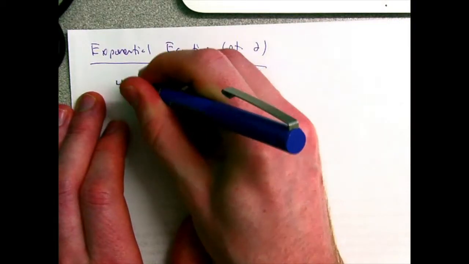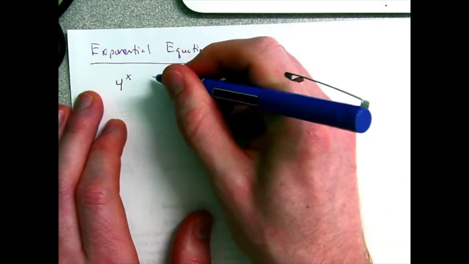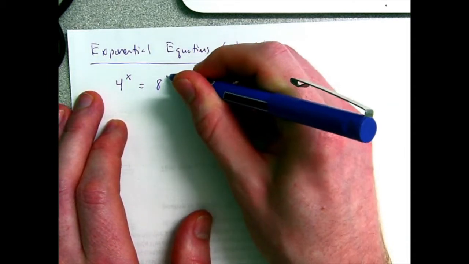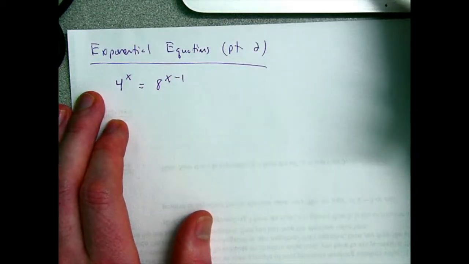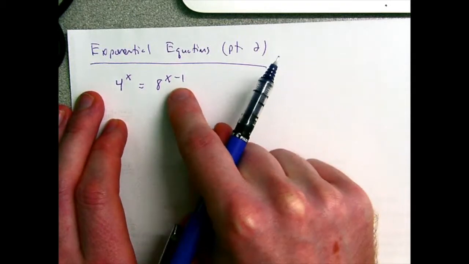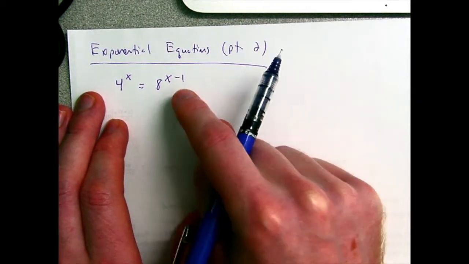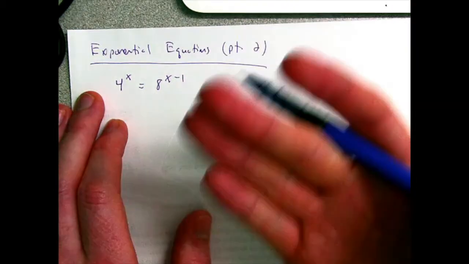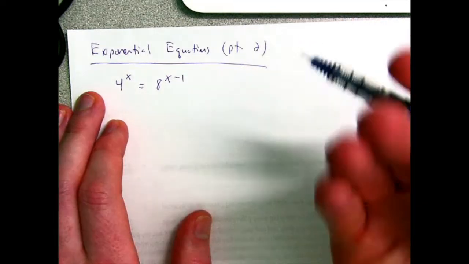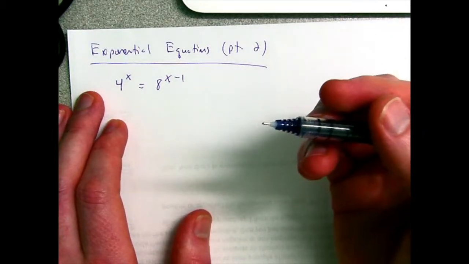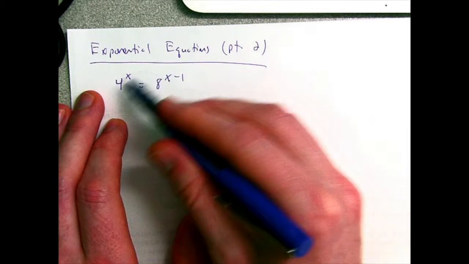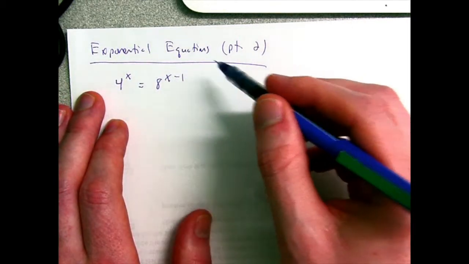Suppose you have an exponential equation like this. 4 to the x is equal to 8 to the x minus 1. So first of all, let's just recall, why is this an exponential equation? The reason why is the variable is inside of an exponent. That's what makes it an exponential equation. Now, this is an equation of the type that we learned how to solve earlier in the unit.